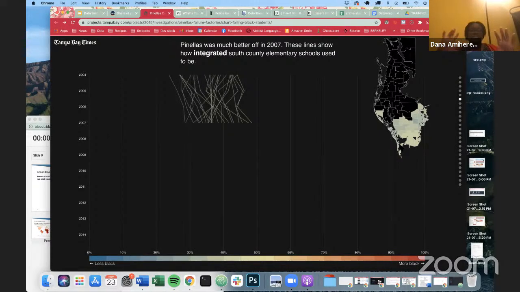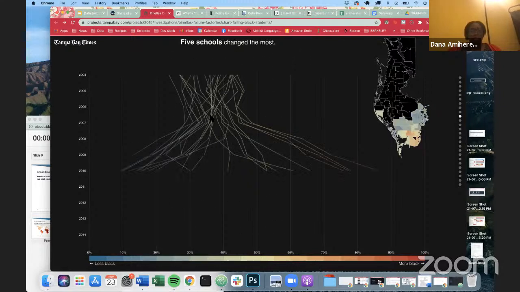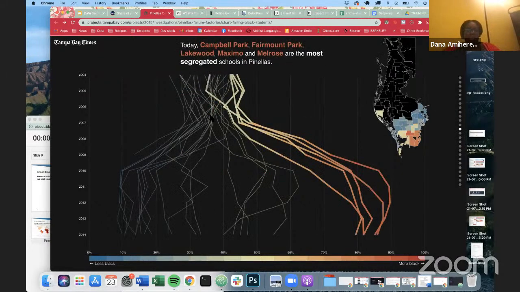The reason I'm showing you this particular part is because it does a really good job of seamlessly helping you understand how all of these pieces fit together without it being overwhelming, which is really, really hard to do. It starts off saying that this particular county, Pinellas County, was way better off in 2007. The schools were much more integrated, with much more parity in the racial makeup. But as the schools became more segregated, things started to get worse, and in certain schools they got worse and worse and worse. That's how they got these outlier schools.